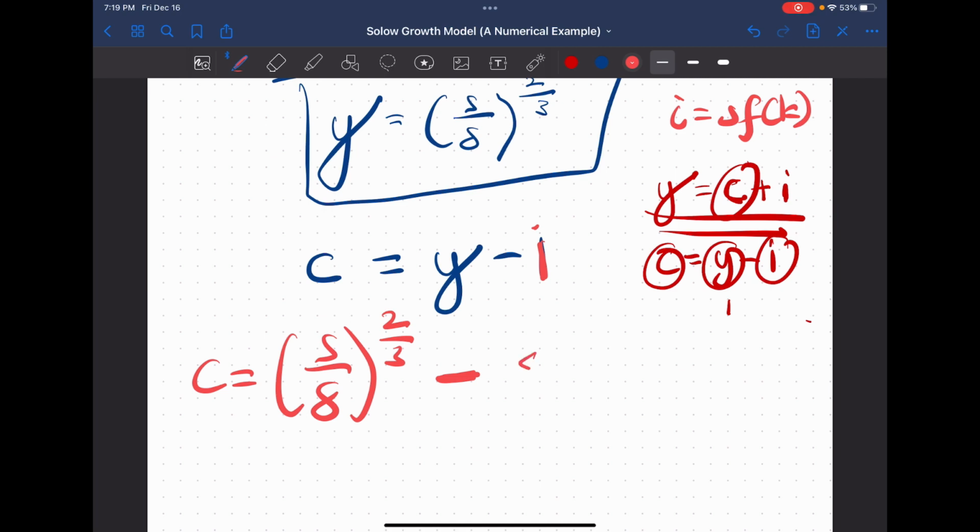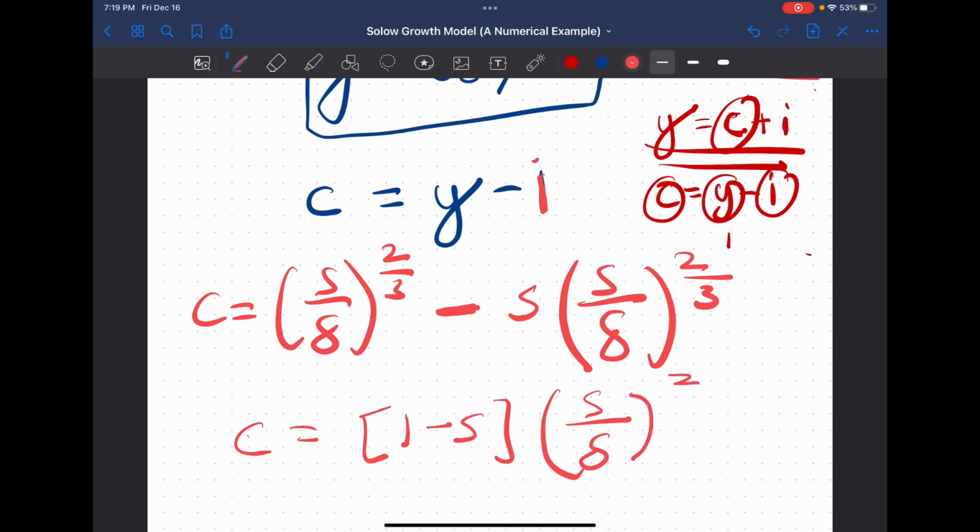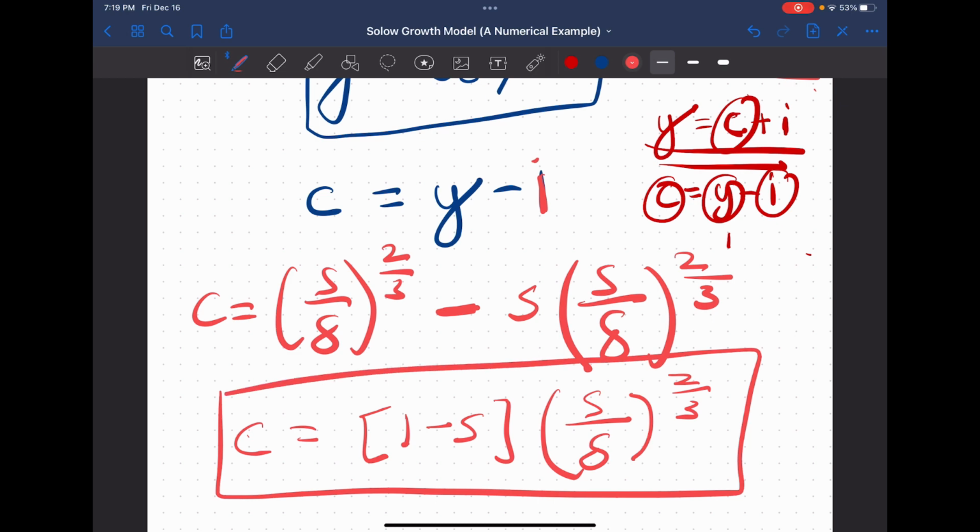So it's essentially the savings rate, which we do not know, multiplied by our output per person in steady state, which is above, which is S over depreciation to the power of 2 over 3. So that is our consumption function. But now we want to simplify this so it's easier to read. So C, we factorize it, is 1 minus S. We can take that out and simply put the remaining here, S over depreciation to the power of 2 over 3. So that is our steady state consumption per worker.